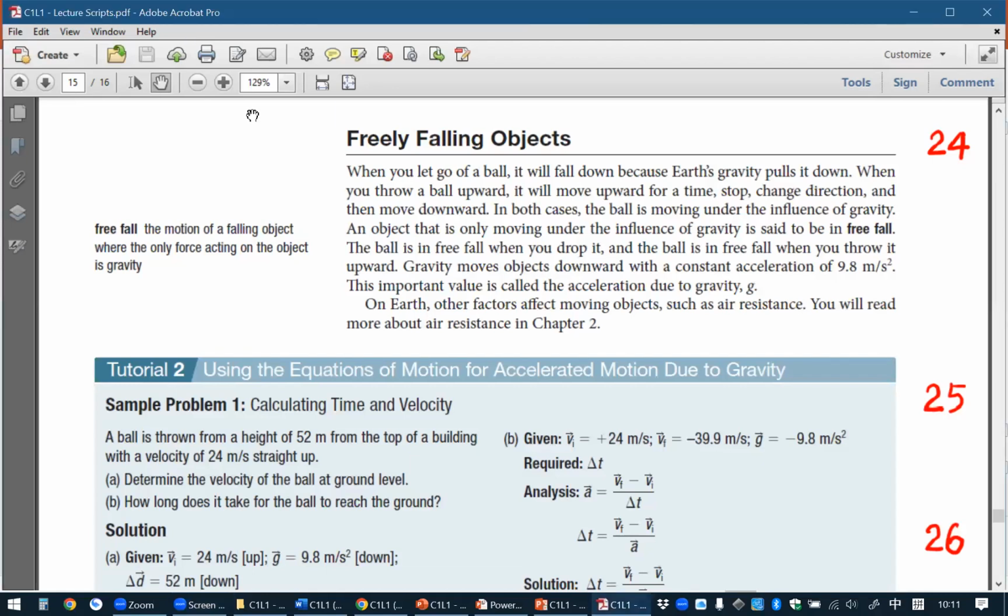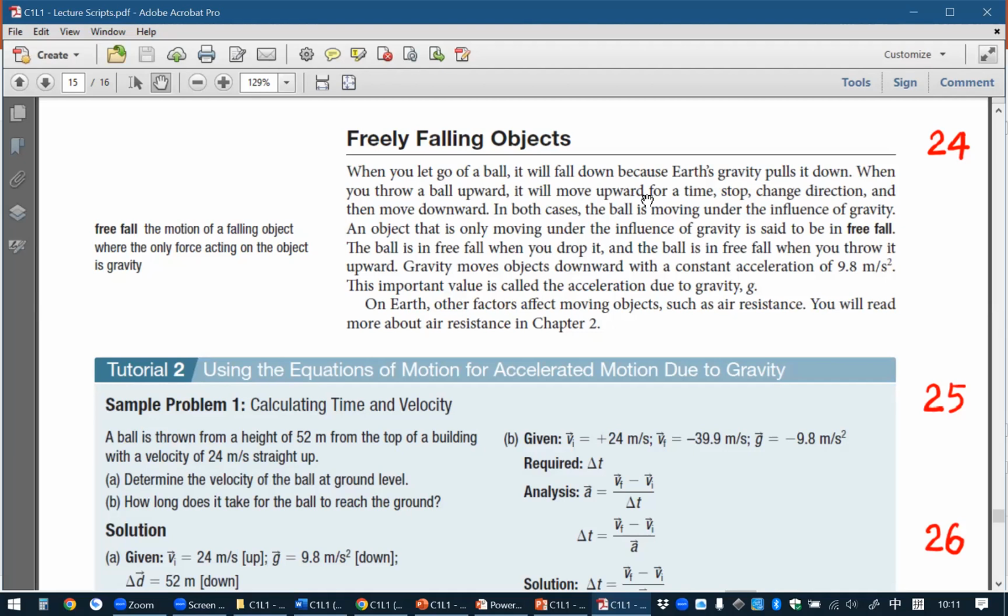All right, if you don't have any questions, let's have a look at another concept, which is about freely falling objects. So when you let go of a ball, it will fall down because Earth's gravity pulls it down, right? When you throw a ball upward, it will move upward for a time, stop, change direction, and then move downward. In both cases, a ball is moving under the influence of gravity. An object that is only moving under the influence of gravity is said to be in free fall.